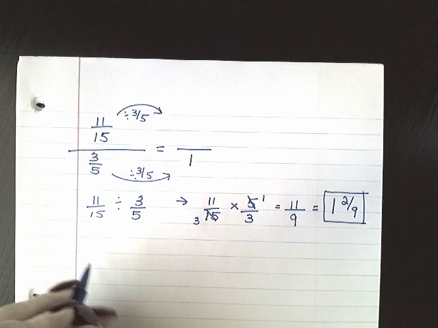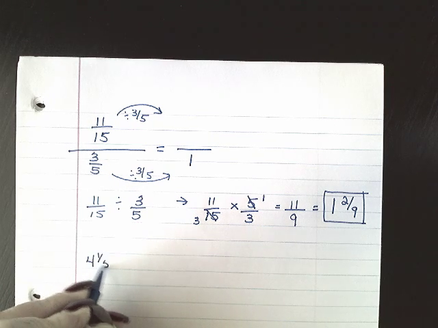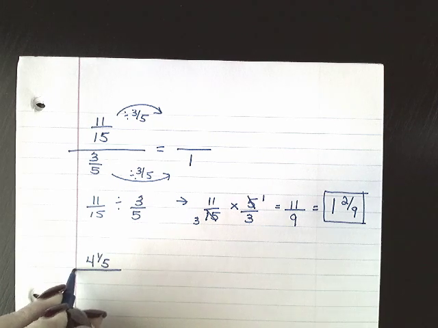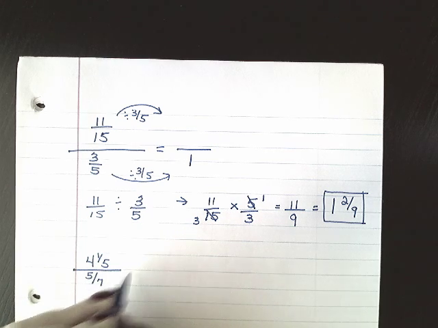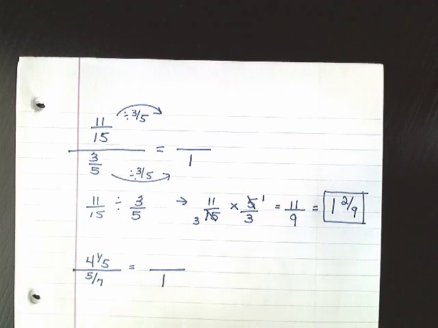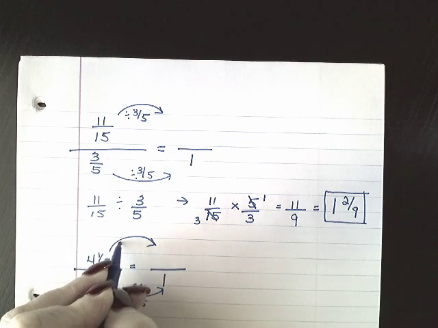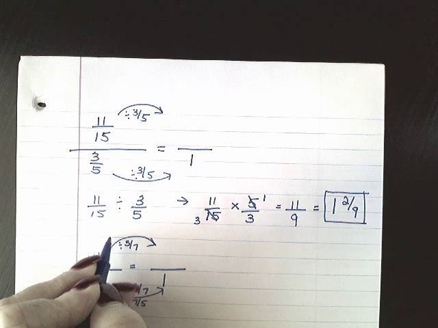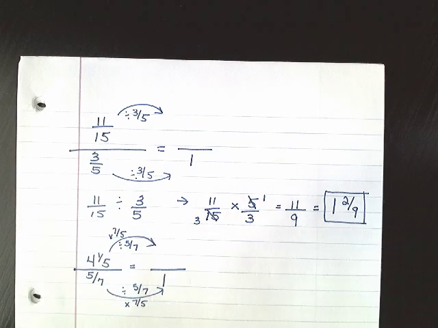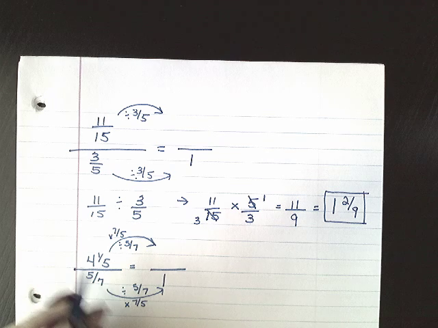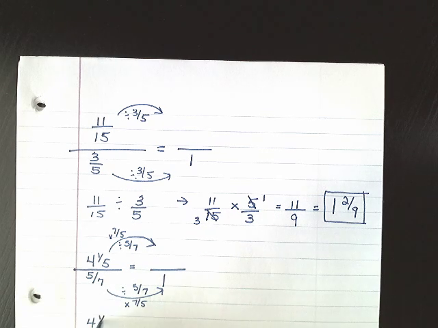All right, what happens if we have a mixed number? So 4 1/5 divided by 5/7, and I'm setting this up to be 1. Well, I know I'm going to divide this by 5/7 or multiply by 7/5. But we have to change that 4 1/5 first. So we have 4 1/5 divided by 5/7.